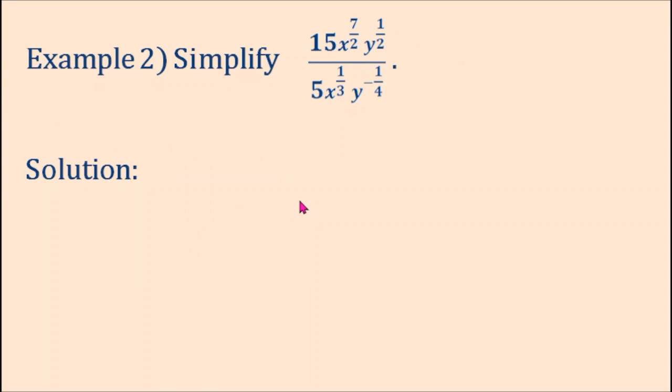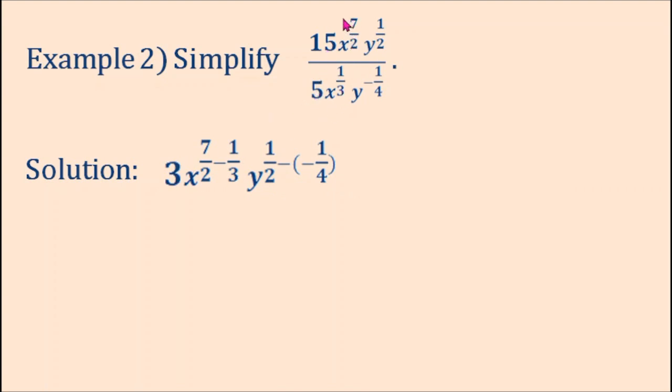Example number 2. Simplify 15x to the power of 7 over 2 times y to the power of 1/2 over 5 times x to the power of 1/3 y to the power of negative 1/4. To divide powers having the same base, we are going to subtract the exponents. So we have 15 divided by 5 is 3.